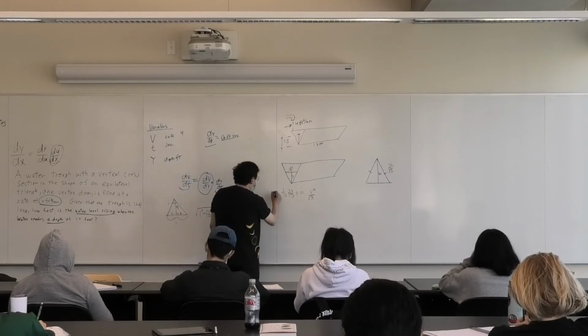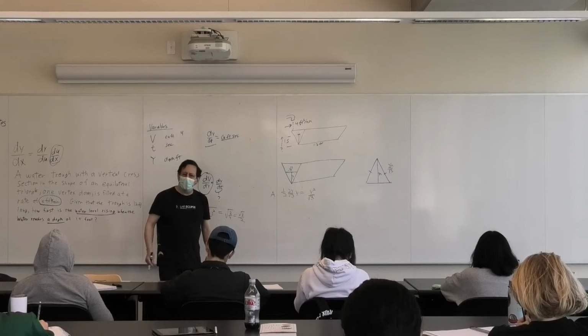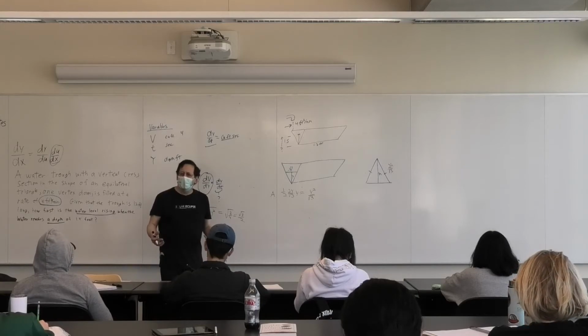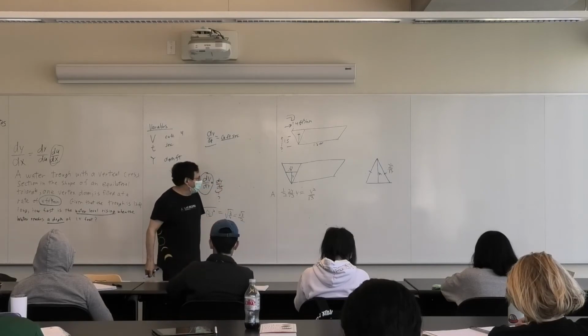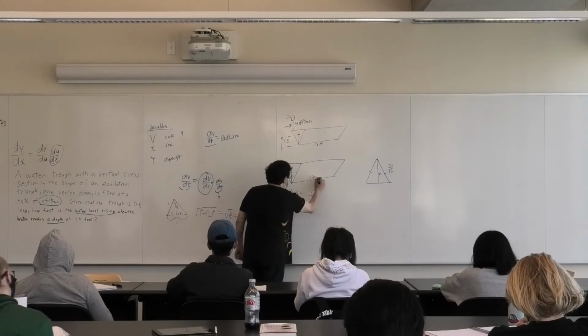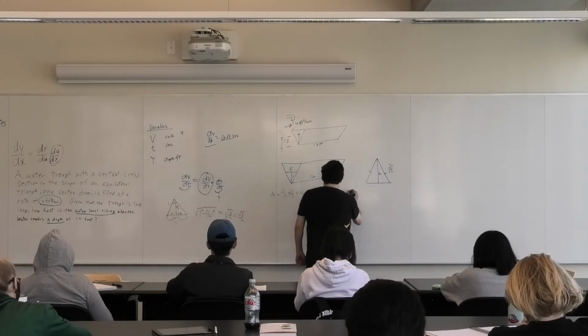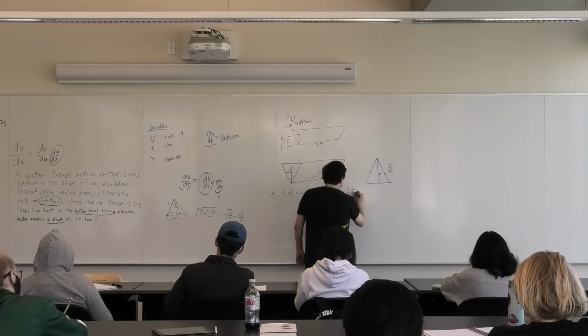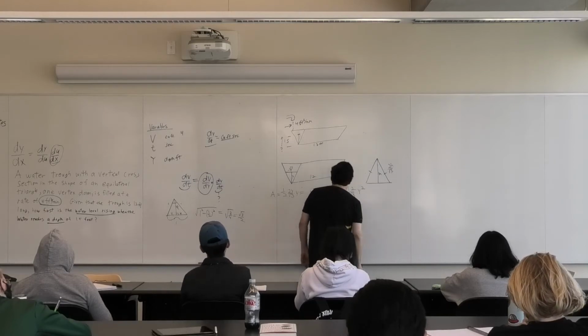That's my area, but didn't we say we want the volume? So it's going to be the cross section, the area of that triangle, times the length, which is 12. So the volume is equal to 12 over the square root of 3 times y squared.